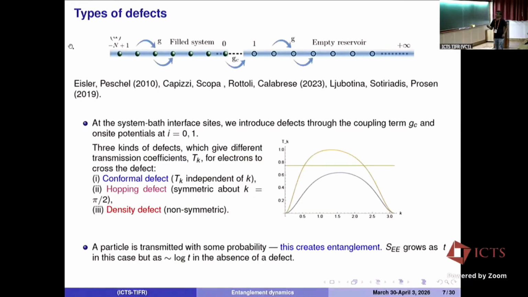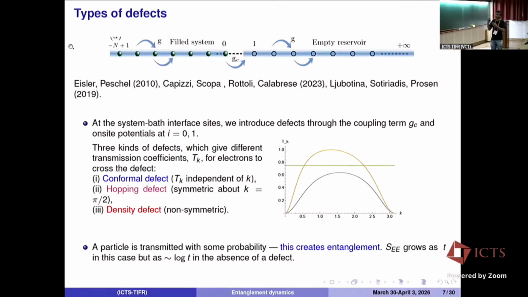Okay, so I just want to explain the kind of defect that we can put here. There are various possibilities, depending on what we put for the on-site potentials and this coupling.